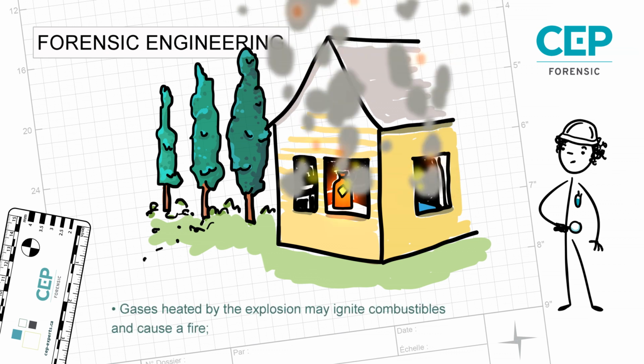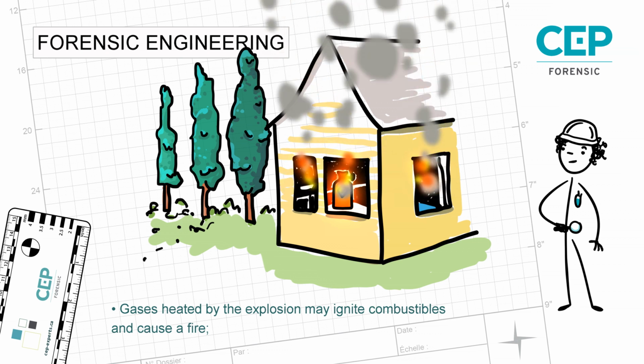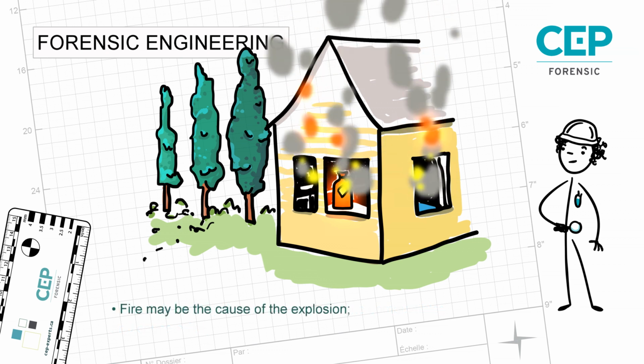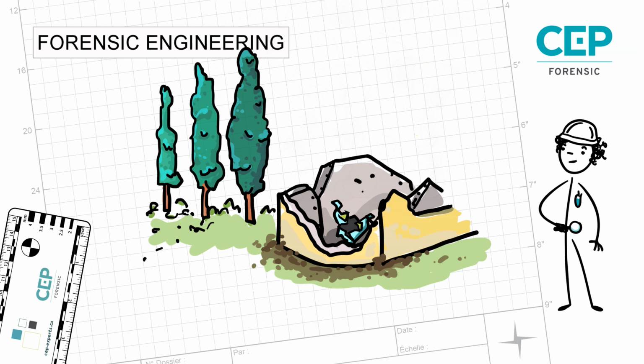The gases from the explosion can reach high temperatures that can ignite fuels of low thermal inertia. In some cases, the fire is the primary event and the explosion is the consequence. The presence of a crater is typical of a concentrated explosion, usually involving detonation.